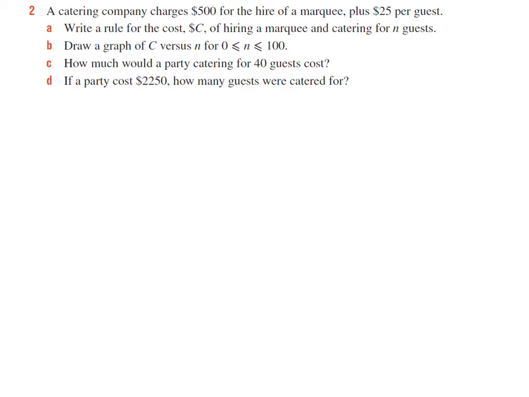My advice for this is to draw a graph first. So I'm going to draw a graph down here, and it's always going to look like this. We've got our cost and we've got our N, that's our number of people. We can tell that's our axis because it's telling us $25 per guest, so for each guest, it goes up by $25.